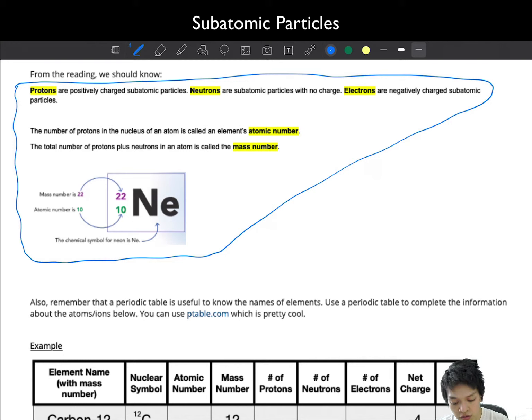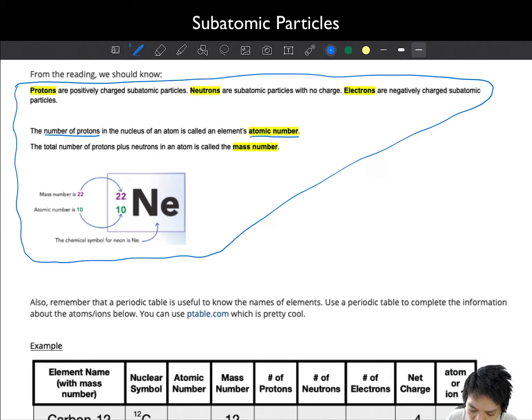Okay, so you need to know the protons, their charge is positive. Neutrons, they have no charge. And electrons, they have a negative charge. We also need to know the atomic number. The atomic number is pretty much the same thing as the number of protons in an atom, right? Atomic number is the same as the number of protons.